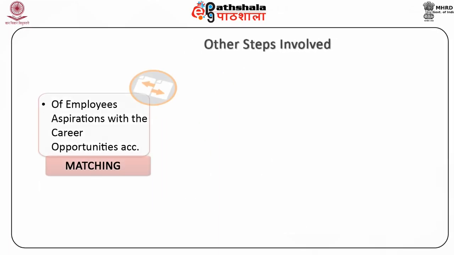Next step is matching of employees' aspirations with career opportunities. According to the capacity and skills of the individual employees, there has to be matching of skills with a career path that an organization is planning to develop for its employees. Such matching helps to develop realistic career goals for both long-term and short-term.